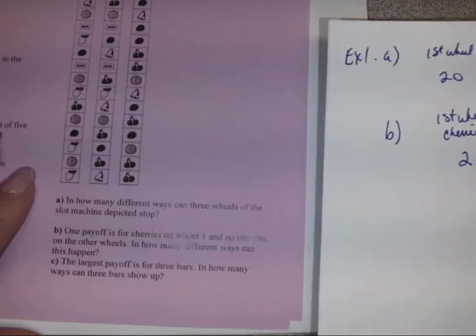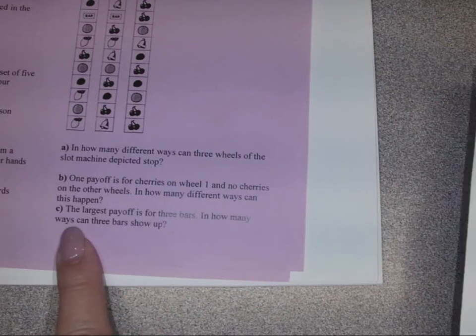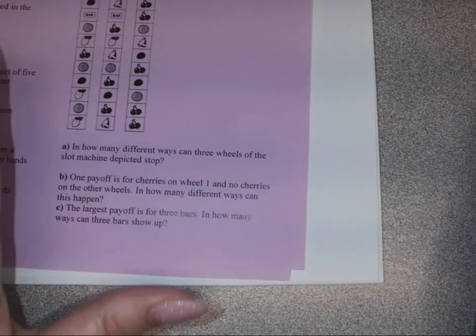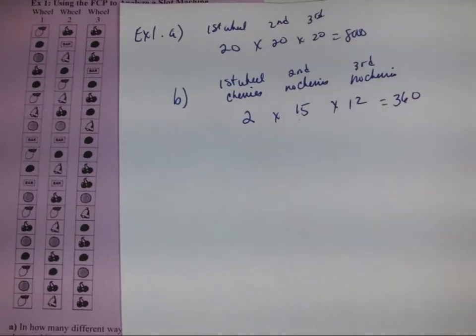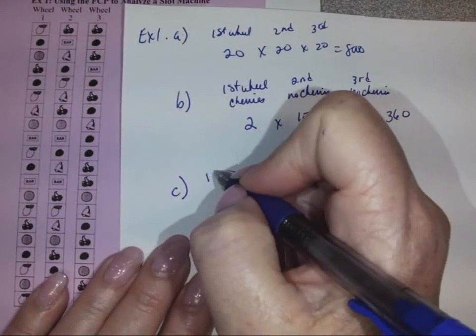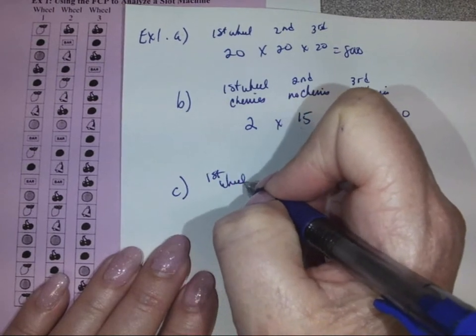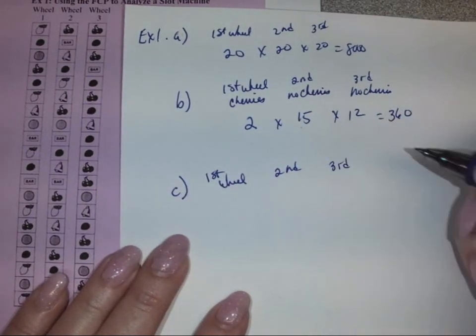All right, part C says the largest payoff is for 3 bars. In how many ways can 3 bars show up? All right, so we're back to our wheel with our 3 bars. So this will be part C. On the first wheel, we want only bars here. So we have the first, we'll have the second, and we'll have the third.